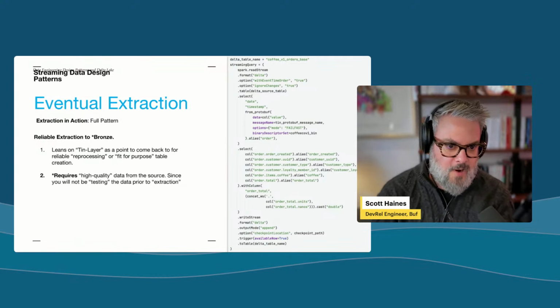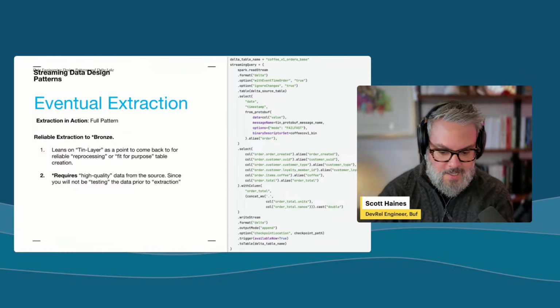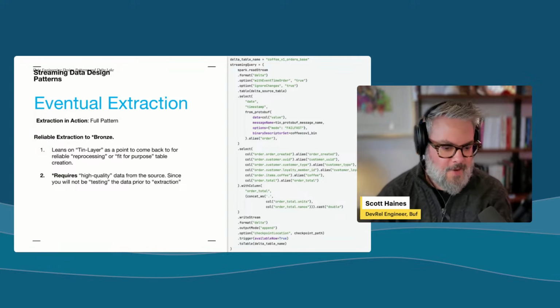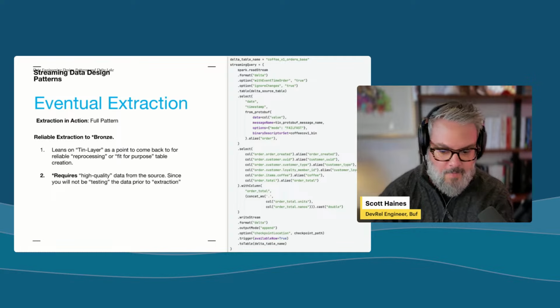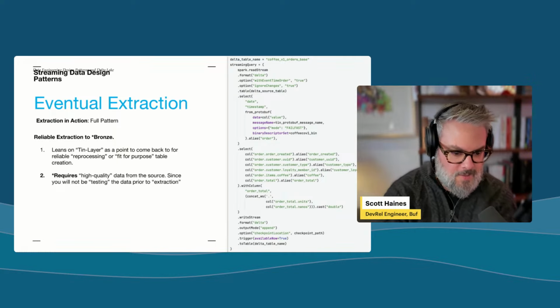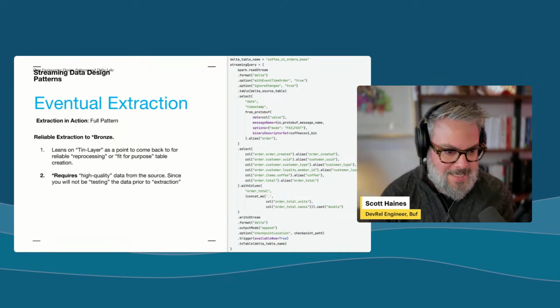Again, a caveat: this requires high quality data from the source. If there are problems coming from issues with upstream data providers, this pattern wouldn't work as well unless you have a different layer of protection before the data actually makes it into your tin layer.